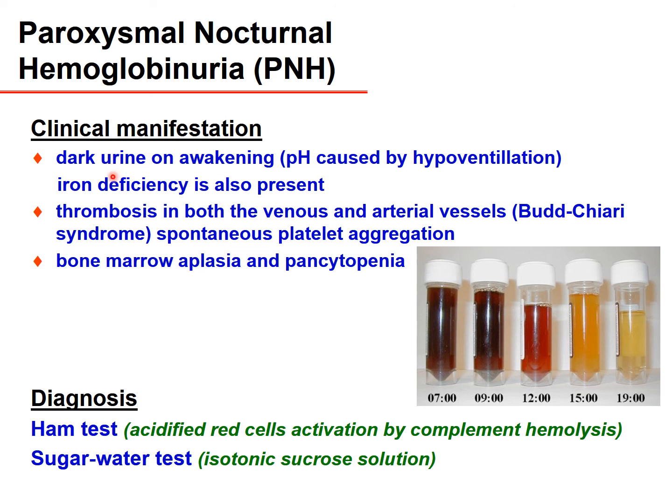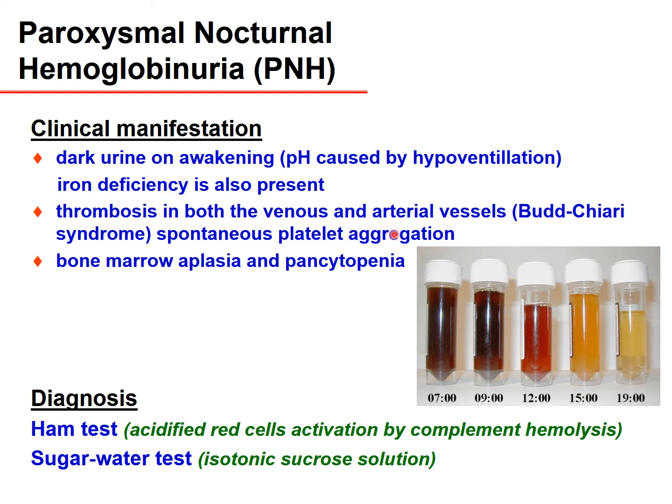And later on the patient can develop iron deficiency as well. Now, what is the meaning of it? Usually at night we have a lower pH due to hypoventilation, so respiratory acidosis develops at night, and in an acidic milieu we have excess hemolysis. Later on I'm going to discuss it.